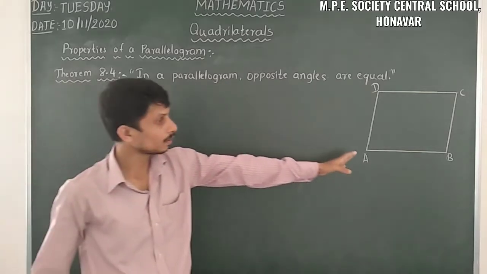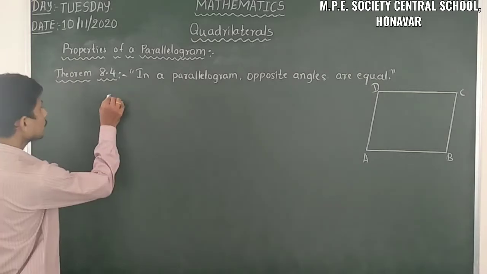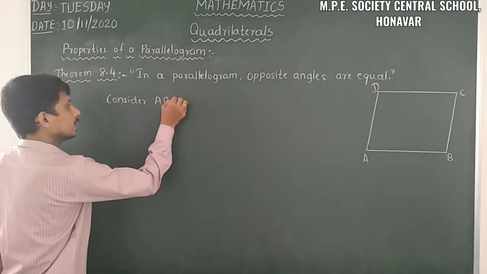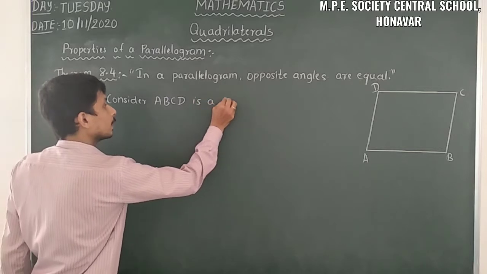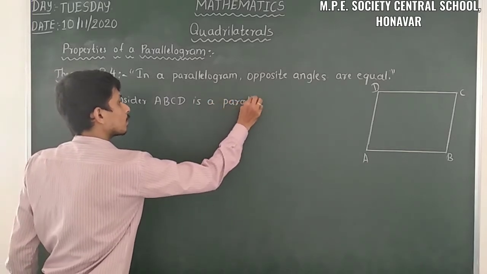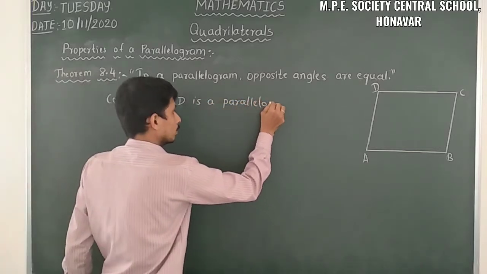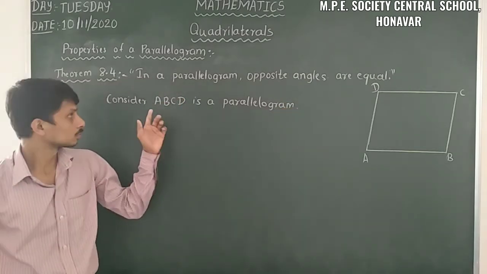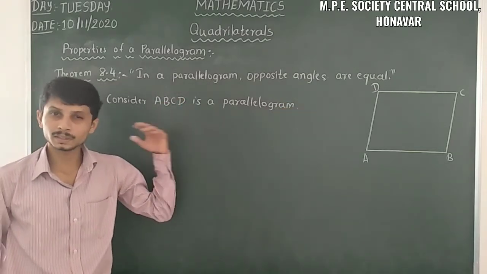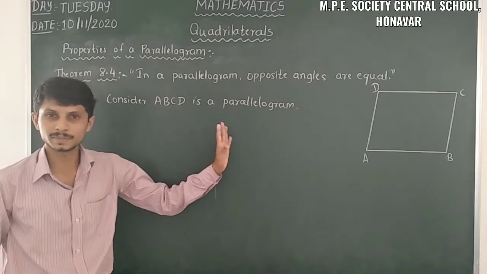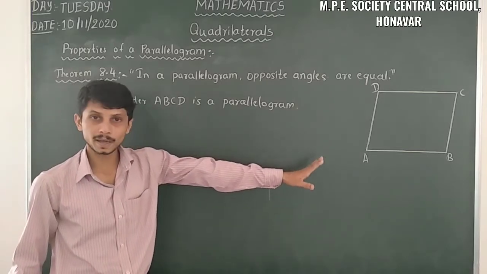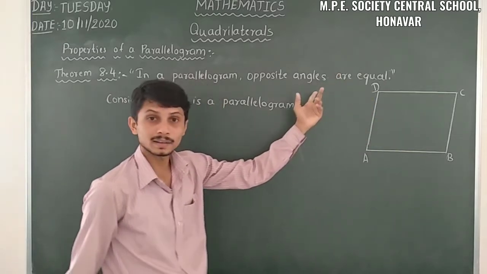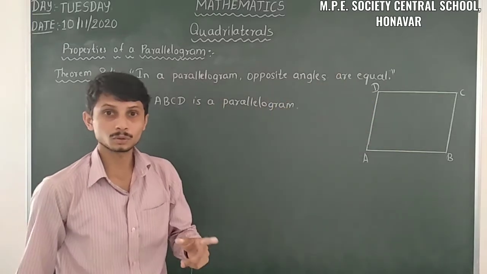So here it is a parallelogram. Consider ABCD is a parallelogram. You can take any other, PQRS or XYZ, no problem. Here I am considering ABCD only. So ABCD is a parallelogram, and in that, angle A is equal to angle C, angle B is equal to angle D. I already mentioned that to you.